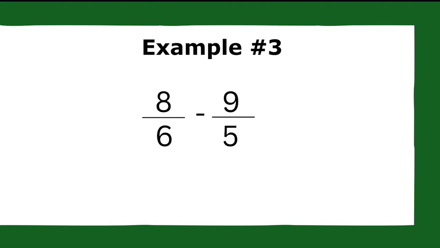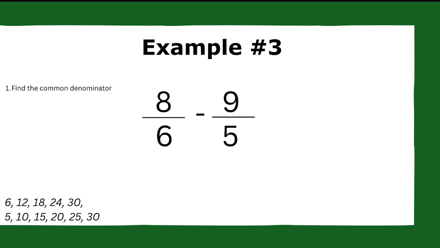Now, our last example, and third example, is I have 8 over 6 minus 9 over 5. So once again, the first thing you want to do is find the common denominator. And I like to use the listing method. So in the bottom left, I have listed the multiples of 6 and 5. And as you see, I stopped at 30 because that's what they both share.